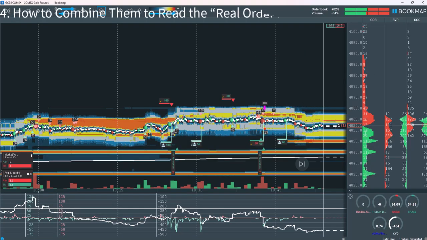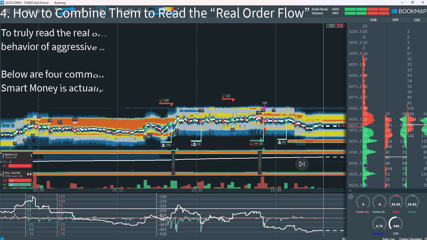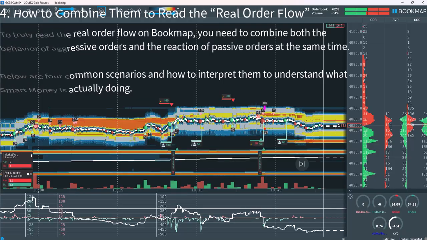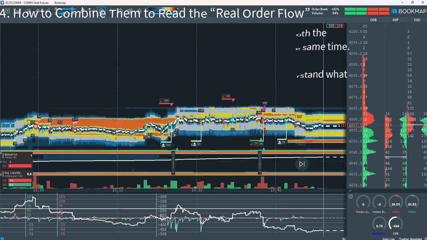4. How to combine them to read the real order flow. To truly read the real order flow on Bookmap, you need to combine both the behavior of aggressive orders and the reaction of passive orders at the same time. Below are 4 common scenarios and how to interpret them to understand what smart money is actually doing.